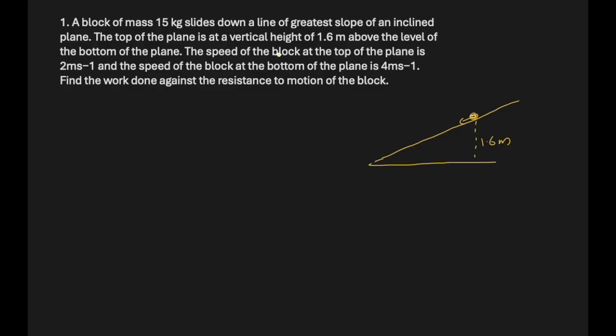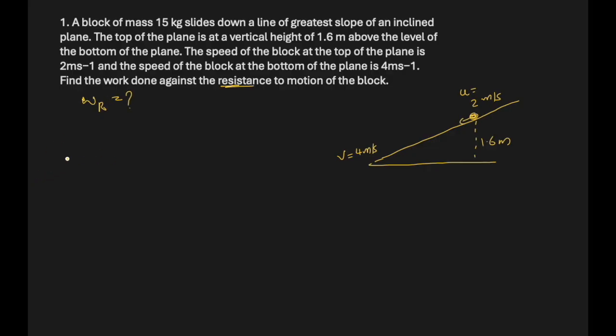The speed of the block at the top of the plane is 2 meters per second, so u is 2 meters per second here, and the speed of the block at the bottom of the plane is 4 meters per second, v equal to 4 meters per second. Find the work done against the resistance. So they're asking what is the work done against resistance to the motion.